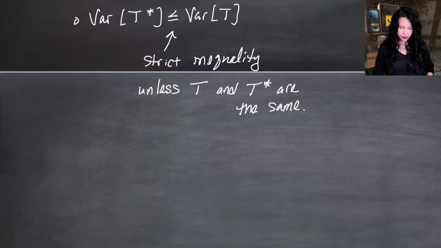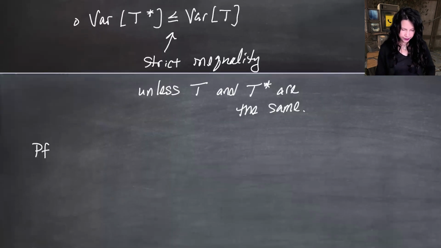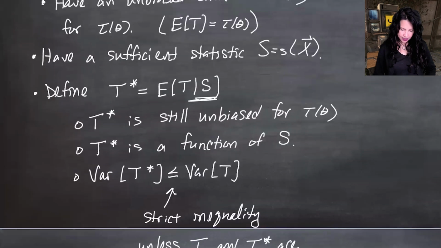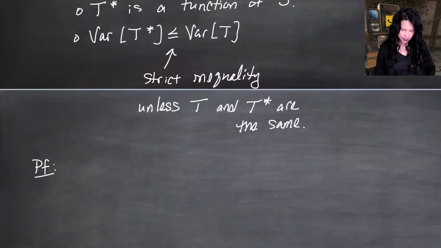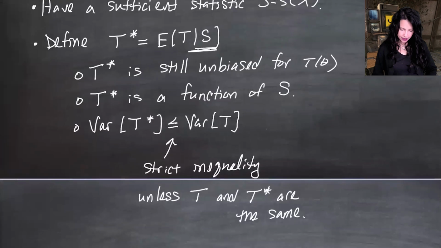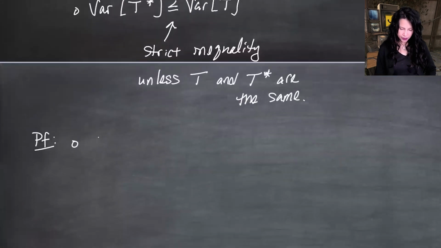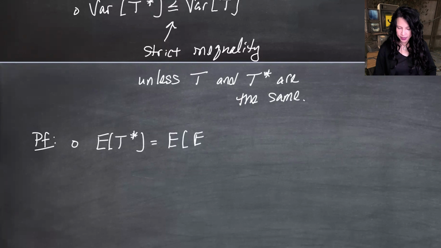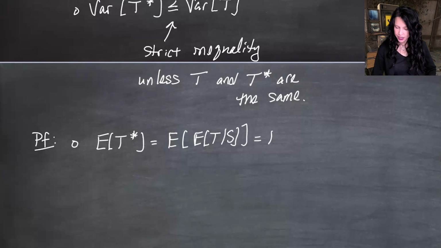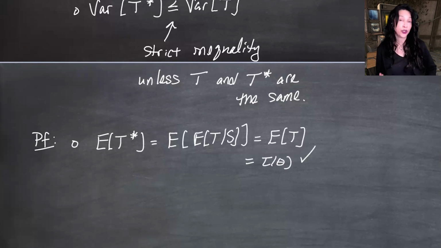We have already done all of the hard work for this proof. Let's see. Bullet point 0. T star is still unbiased for tau of theta. Let's show that. The expected value of T star was defined to be the expected value of T given S. And this is the law of iterated expectation, giving you the expected value of T. And T was an unbiased estimator for tau of theta. So we're done showing that the new T star is also an unbiased estimator for tau of theta.